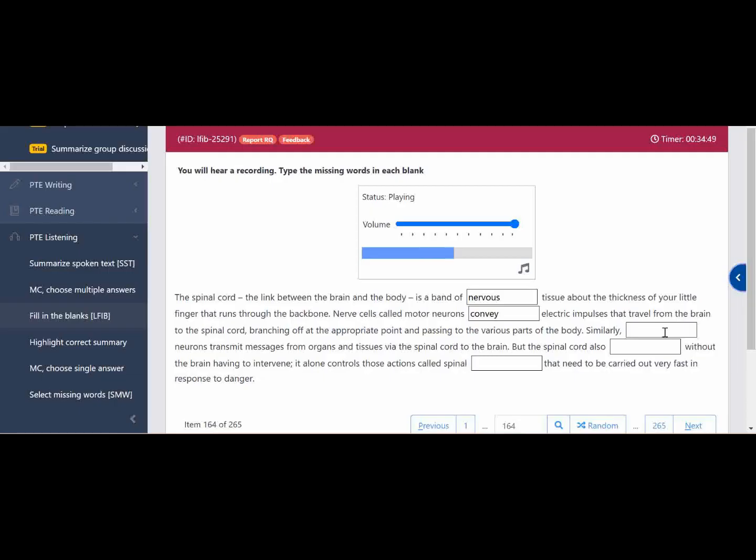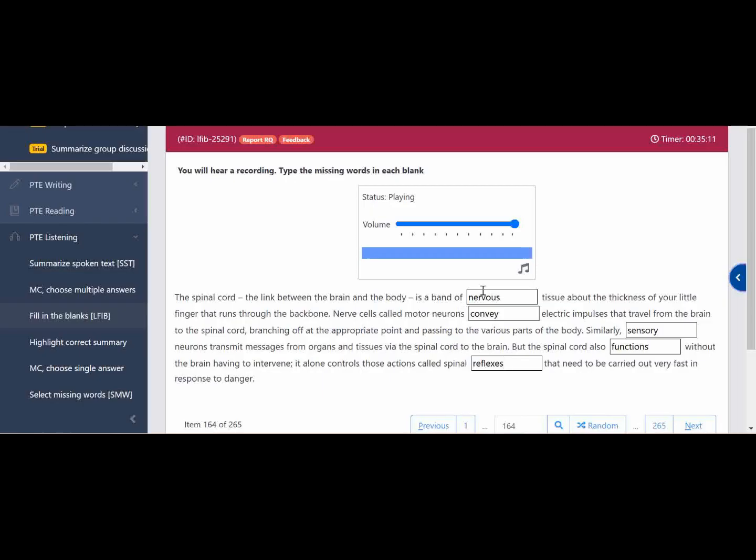Similarly, sensory neurons transmit messages from organs and tissues via the spinal cord to the brain. But the spinal cord also functions without the brain having to intervene. It alone controls those actions called spinal reflexes that need to be carried out very fast in response to danger.